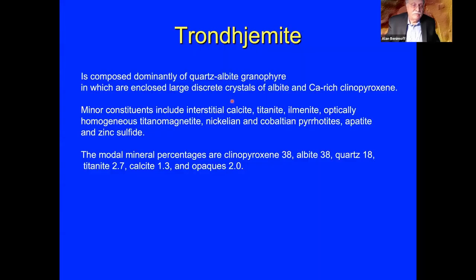Now, the Tragediamite is composed not only of a quartz albite type of matrix, which encloses large discrete crystals of albite and calcium-rich clinopyroxenes. And then we have some calcite, titanite, ilmenite, and other types of accessories in here.